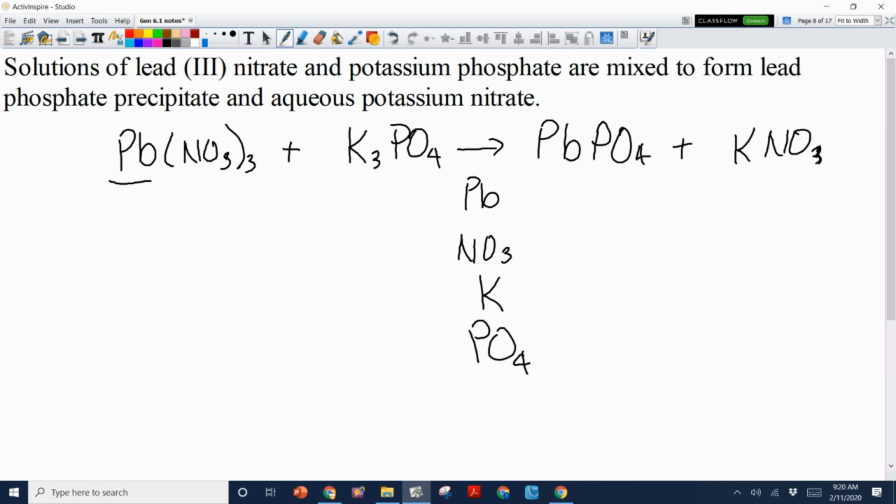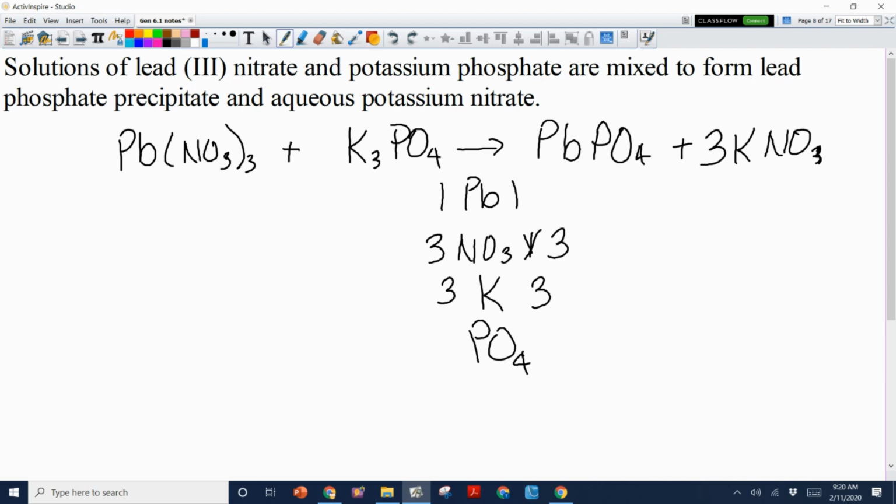All right, so we have 1 lead on each side. That's balanced. So we have 3 nitrates here. And we only have 1 here, so I'm going to put a 3 there to balance this nitrate ion to make it 3 on both sides. Okay. All right, so now we're going to balance the potassium. We have 3 potassium on the left. Now we have 3 potassium on the right. Okay, so potassium balanced itself out because we added that coefficient there.